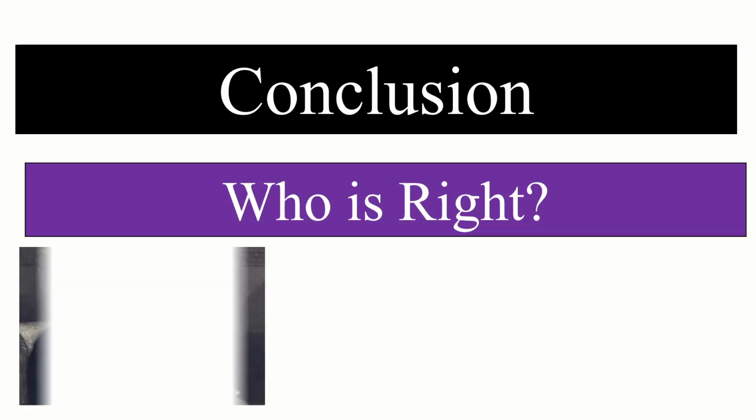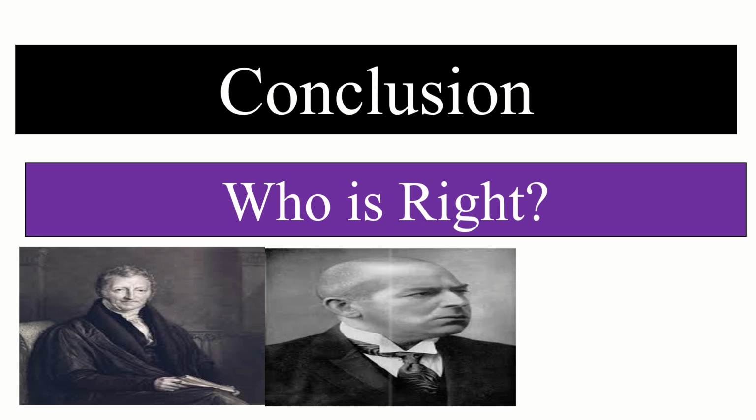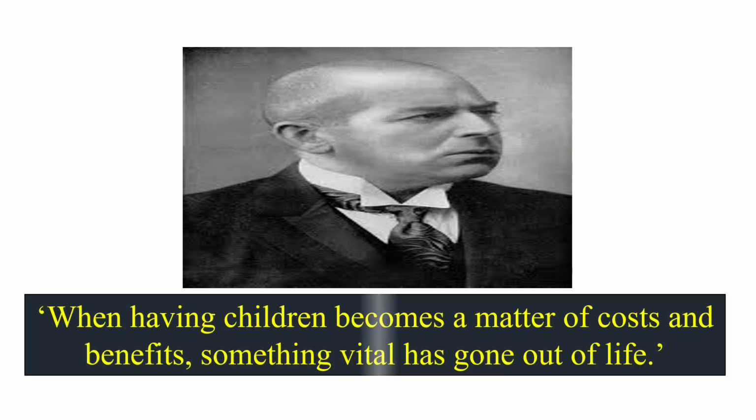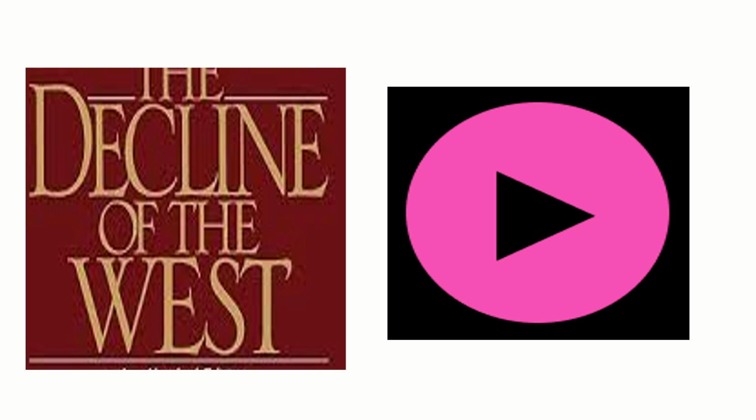Now, what is our conclusion? Who is right? Malthus, Spengler, or neither? My view is that Spengler was right. I will especially refer to his quotation: when having children becomes a matter of cost and benefit, something vital has gone out of life. I will explain the reasons why I think Spengler may be right in one of the forthcoming videos on his book, The Decline of the West.